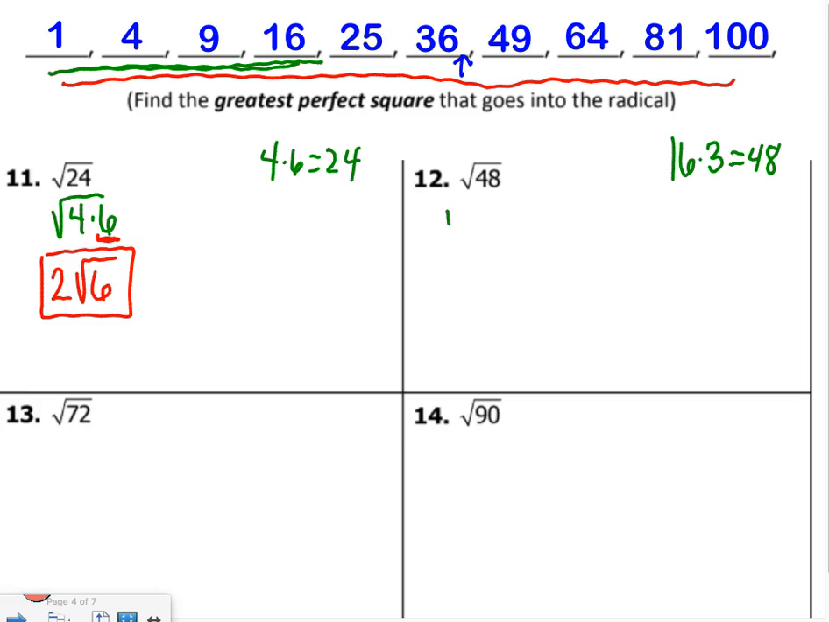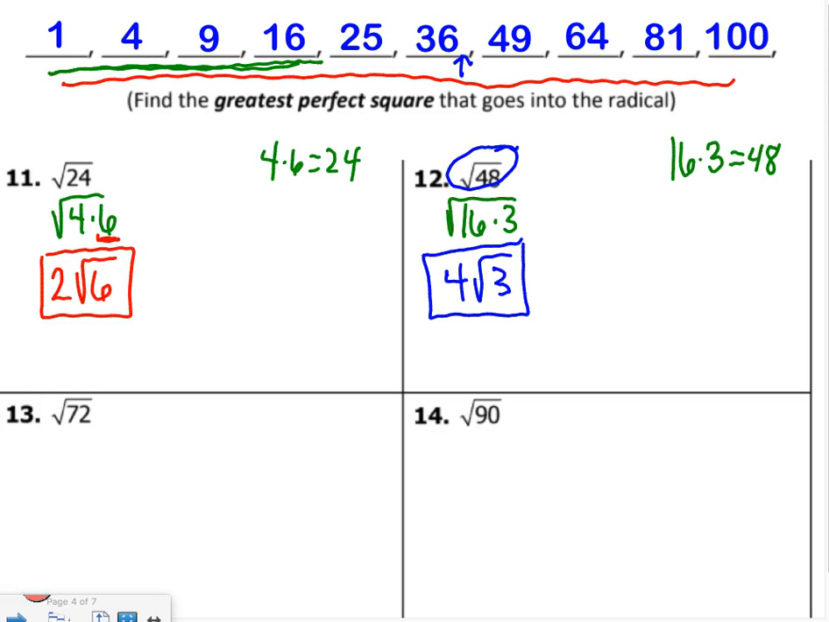So instead of having 48 under the radical, I'm going to write 16 times 3, because that's just a different way to write the number 48. Well, what is the square root of 16? Well, I know that's 4. Do I know the square root of 3? Nope. So it has to stay under the radical. So 4 root 3 is a simplified version of square root 48.